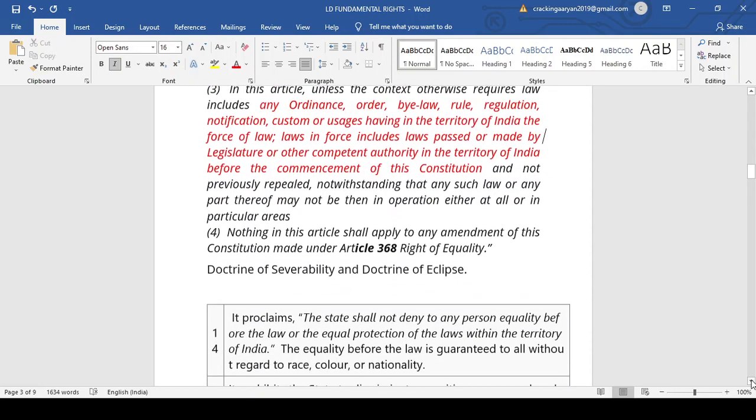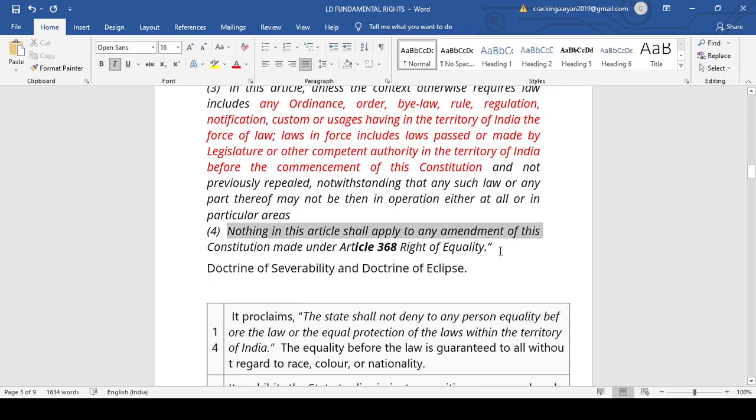Now the fourth clause is that nothing in this article shall apply to any amendment of this Constitution made under Article 368. We know in the Kesavananda Bharati case that we discussed yesterday, that under Article 368 of the Indian Constitution, it was in this case that the Constitution can be amended except the basic structure of the Indian Constitution. So the amendment provision is under Article 368 of the Indian Constitution, and Article 13 clause 4 states that nothing in this article.